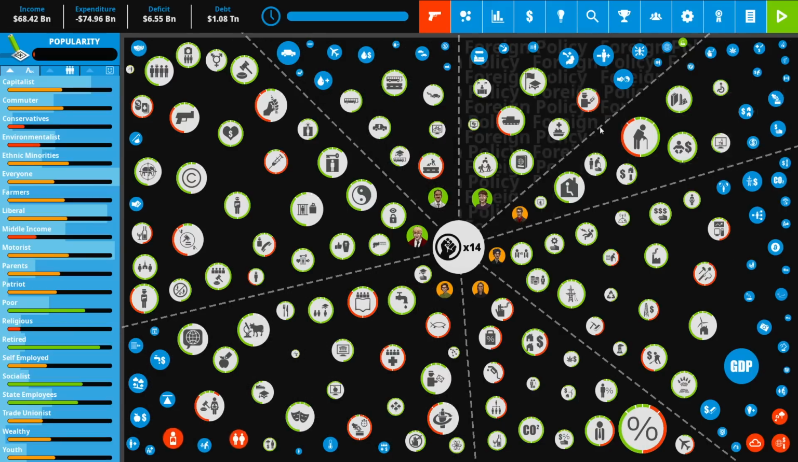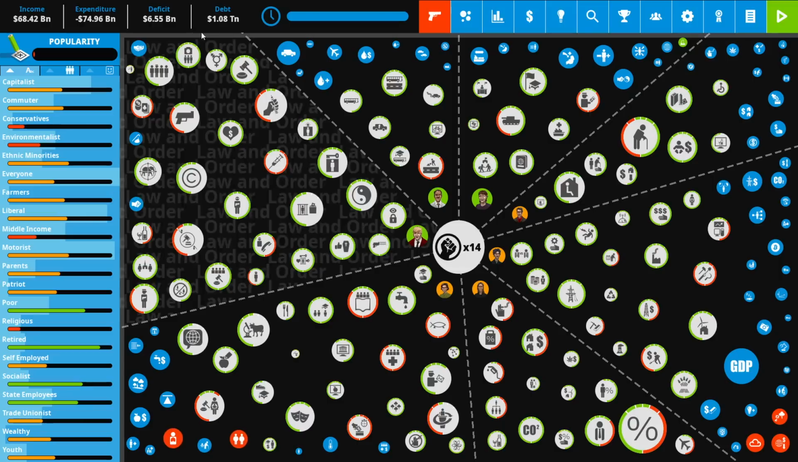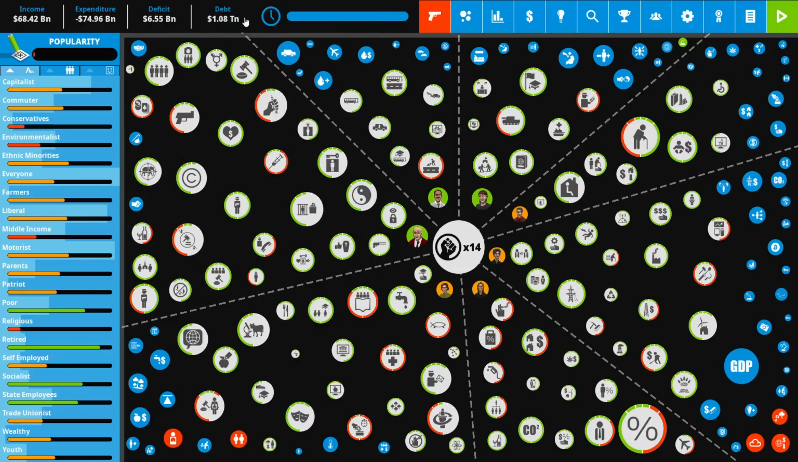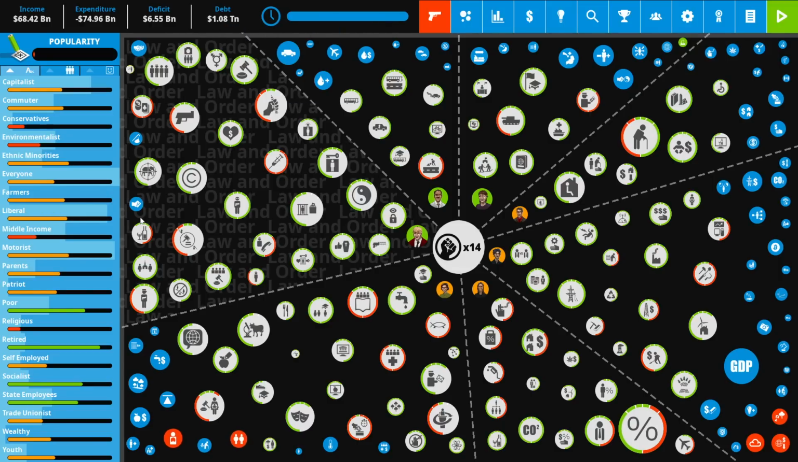But yeah, it looks very scary, so let me give you a quick breakdown. Top left corner here, we've got our financial situation, total income, expenditures. This is per quarter, and this over here is our deficit. So we're currently losing money every quarter, and we're already $1 trillion in debt, so that's only going to get worse. Not fantastic, but what are you going to do?